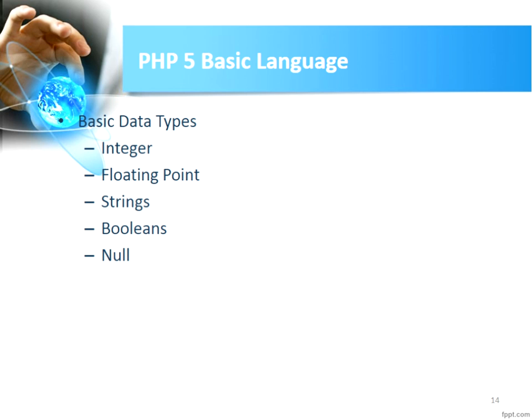Let's move now to basic data types. So we can find 5 basic data types in PHP: integer, floating point, strings, Boolean, and null.